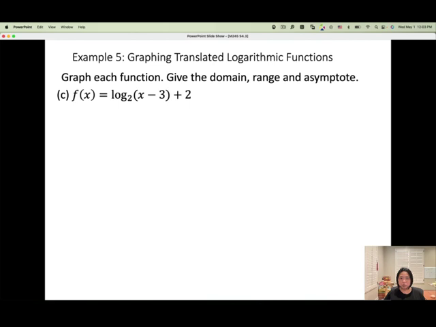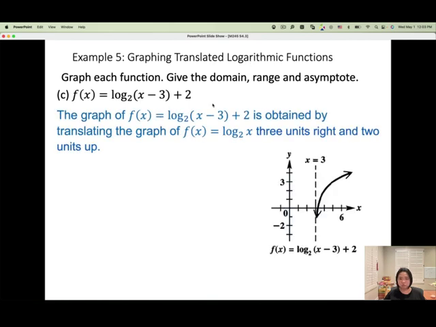Okay, this one, we're going to do x minus 3. So we're going to shift to the right 3 units and then plus 2, so to the right 3 units and then go up 2 units. So the domain becomes from 3 to positive infinity. Range, all real values. Vertical asymptote, that will be x equal to 3.